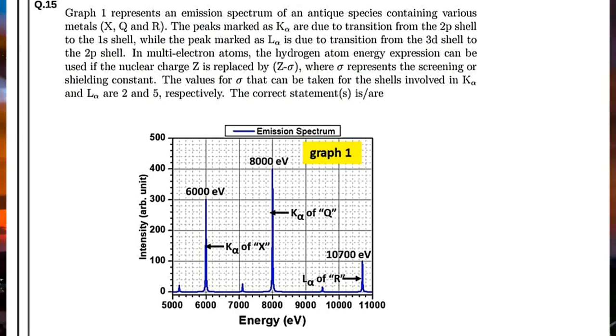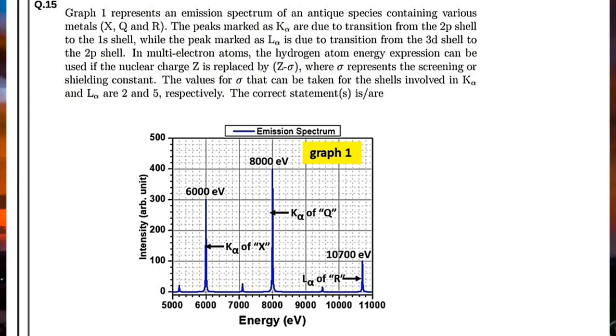Okay, and a graph is given here. As you can see, there is intensity on the y-axis, energy on the x-axis, and it is an emission spectra, and there is 5,000, 6,000, 7,000 like this. The energy is given in electron volts, and then they have shown the K alpha line of Q, K alpha line of X, and L alpha of R.